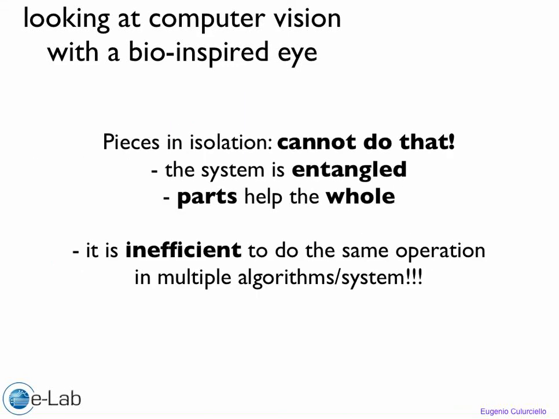So, in my opinion, you cannot look at pieces of vision in isolation. They form a synergy together. The system is really entangled. If you look at the visual system in humans, it's really entangled: multiple parts that collaborate together. The parts help the whole system, and it's also extremely inefficient to do the same operation in multiple algorithms, multiple systems. What do I mean?